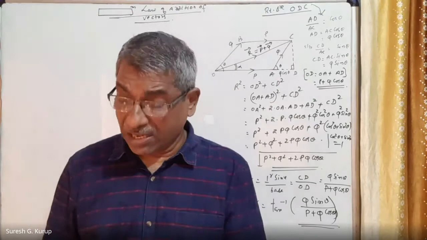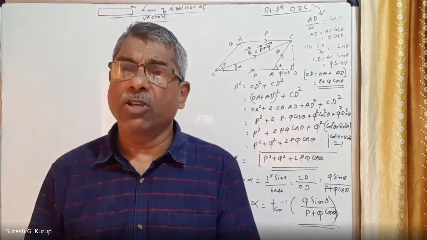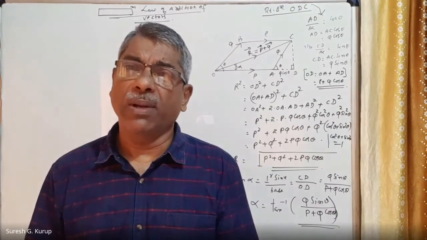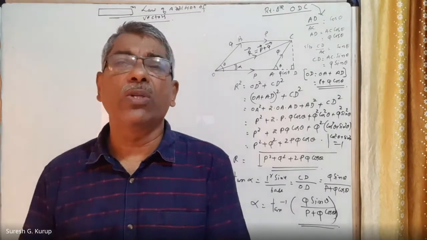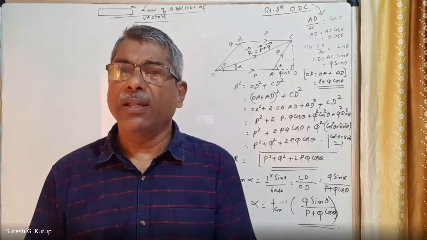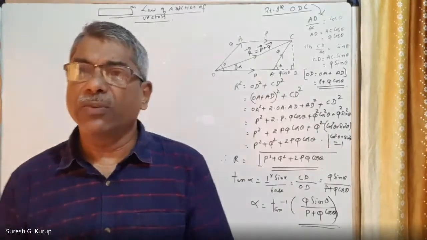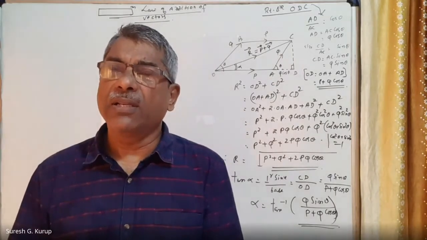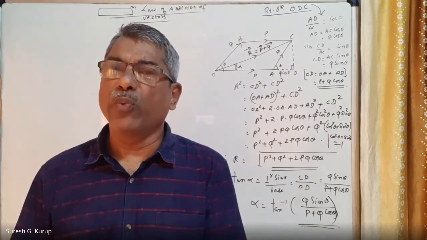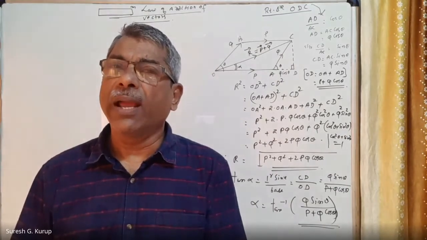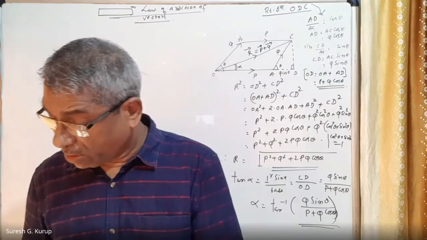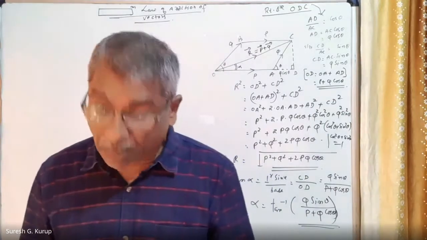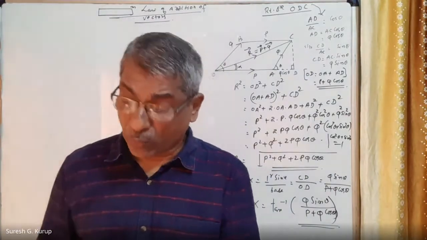I told you one thing: vectors cannot be added, subtracted, or multiplied by using simple methods of algebra. There are special rules for that. In that direction, I have explained the first one, addition. The first rule is addition of vectors using the triangle law. Triangle law is explained. Now we are coming to another rule for addition of two vectors, that is the parallelogram law of addition of vectors.